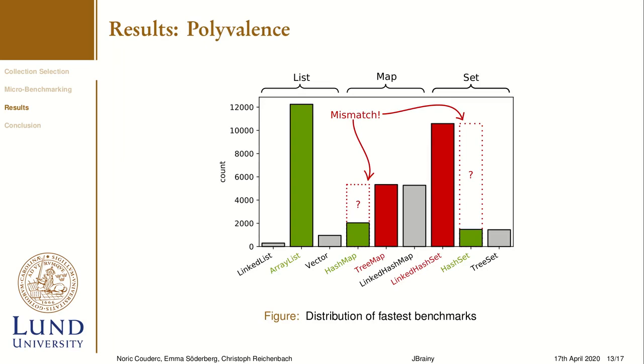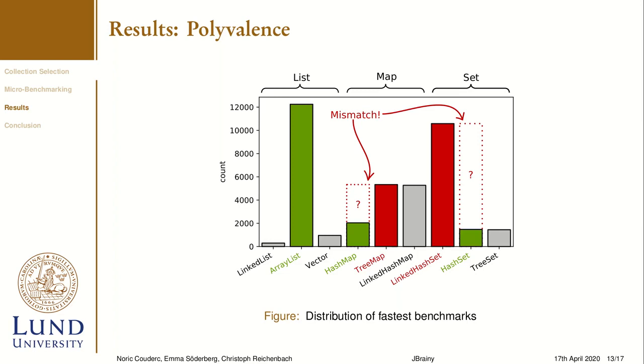So what we can see here is on the x-axis, you have the different collections that we've tried, and on the y-axis, you have the number of benchmarks for which the collection was the best. So for instance, in the case of ArrayList, it has a pretty high bar, meaning that it was the fastest collection in a lot of benchmarks that we've tried. And this plot is quite interesting because it gives you an estimate of the probability of picking the right collection, even if you don't know what you're doing.